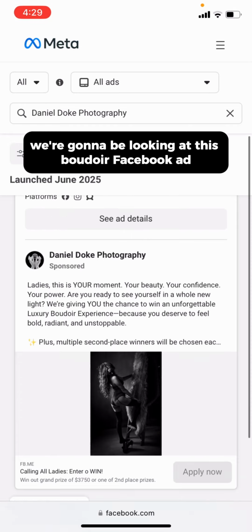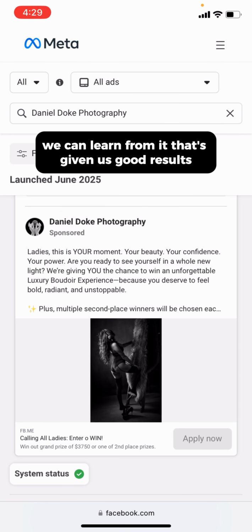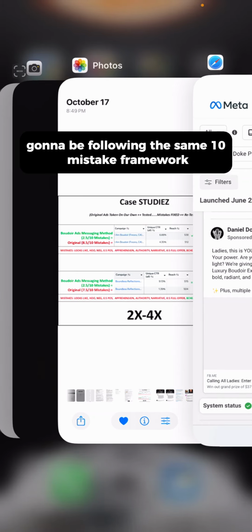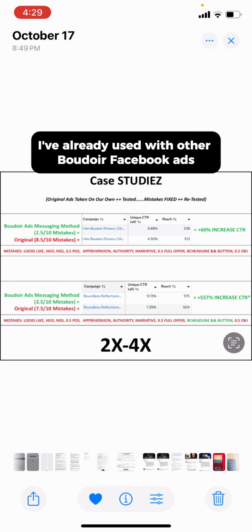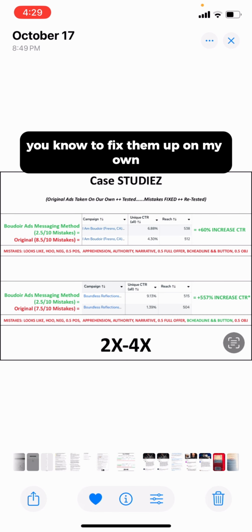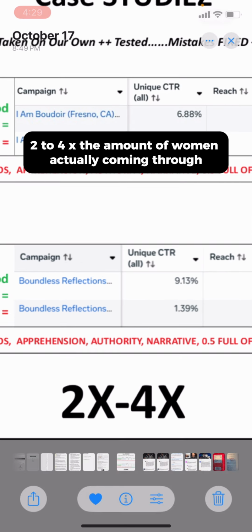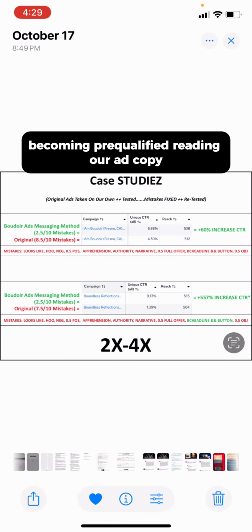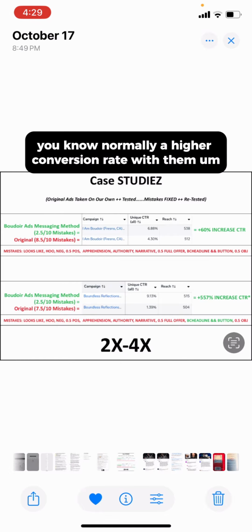Today we're going to be looking at this boudoir Facebook ad, seeing what we can learn from it that's given us good results, and what we can learn from it that's given us bad results. And as always, we're going to follow the same 10 mistake framework I've already used with other boudoir Facebook ads, to fix them up on my own and average 2 to 4x the amount of women actually coming through, engaging with the ad, becoming pre-qualified, reading our ad copy, reading our offer, and these women come through more specific. Normally a higher conversion rate with them.